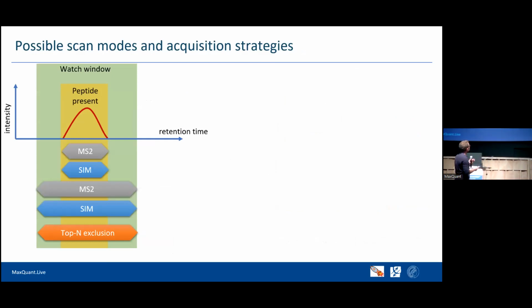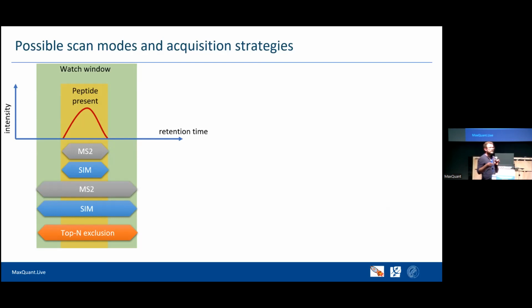So let's, again, have a look at these windows. We call it watch window here. They are corrected and adjusted in real time. And during that time, you can do MS2 scans, for example. That would be classical targeting, but just a bit smarter. You can do SIM scans, so single ion monitoring, which means you just isolate, but you don't fragment. If you are interested in the MS1 spectrum, but with high sensitivity, then you can do SIM.